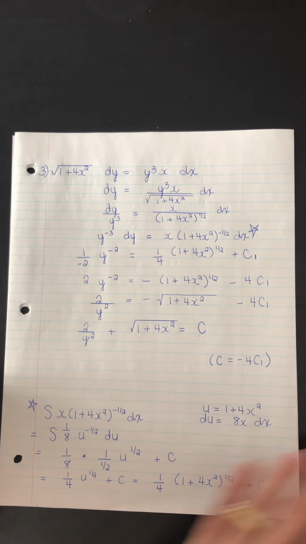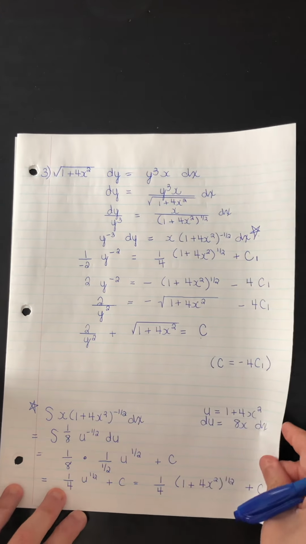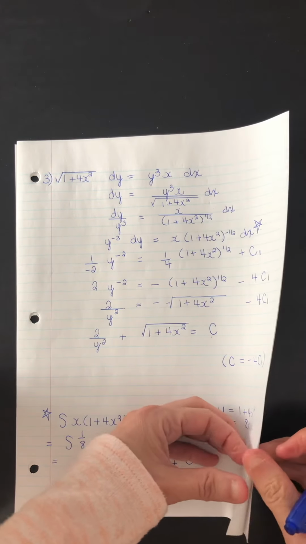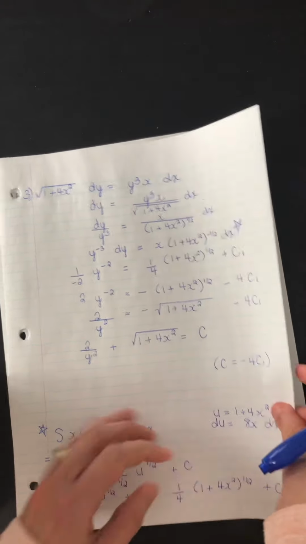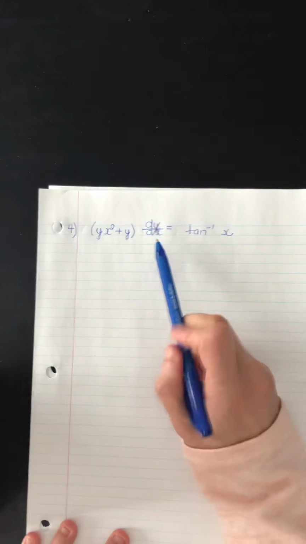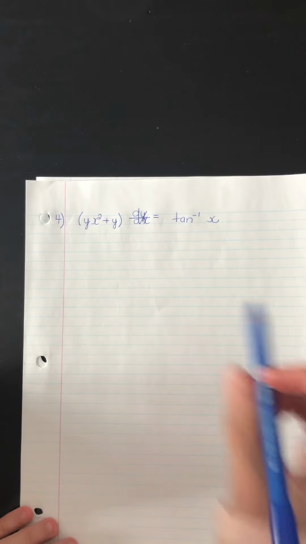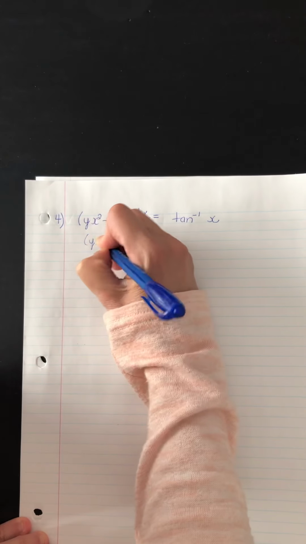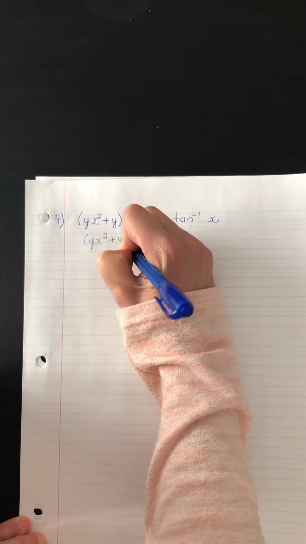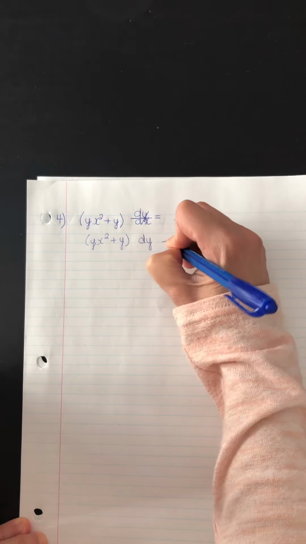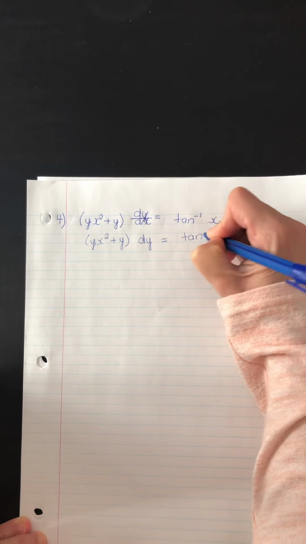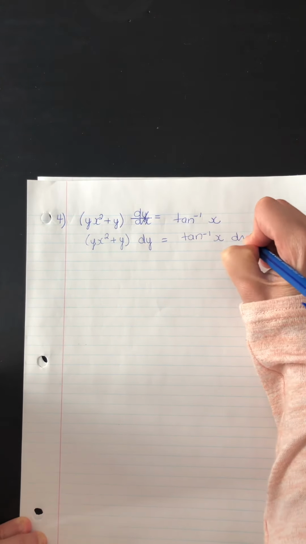Okay, let's go ahead and look at another example. So we're going to try this one, okay? First step, get this differential out of the denominator. So first step is multiply both sides of the equation by dx.